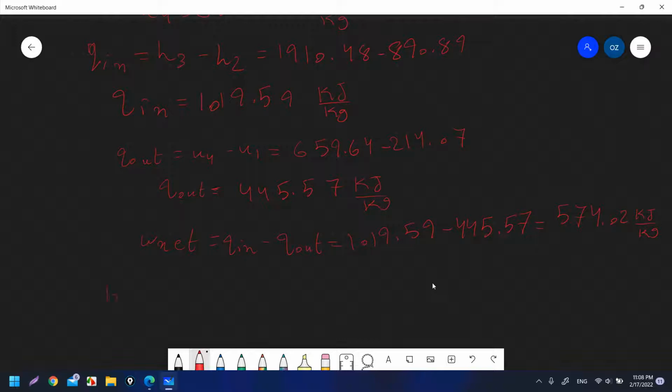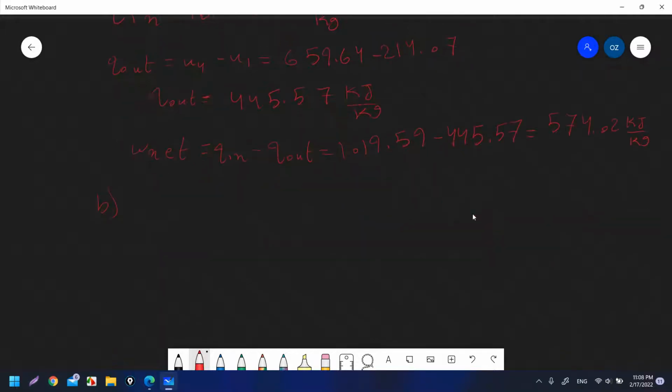And then the thermal efficiency for diesel is equal to W net over Qn, 574.02 over 1019.59, and this will give you 0.563 or 56.3%.